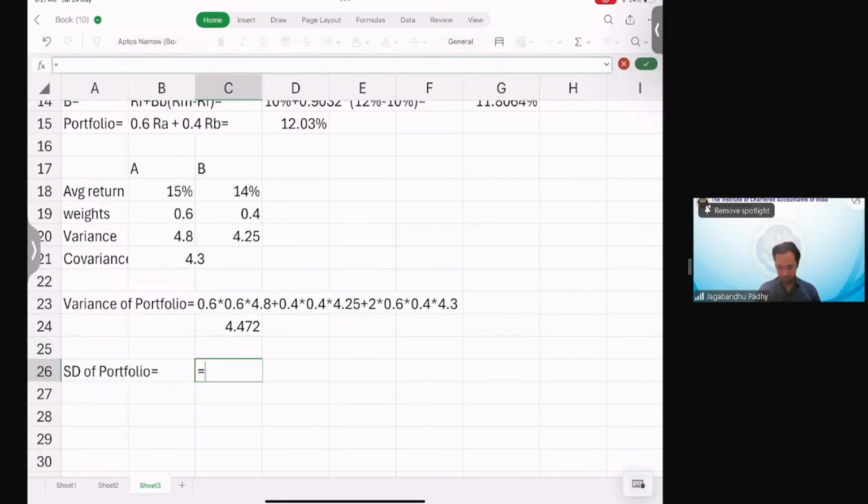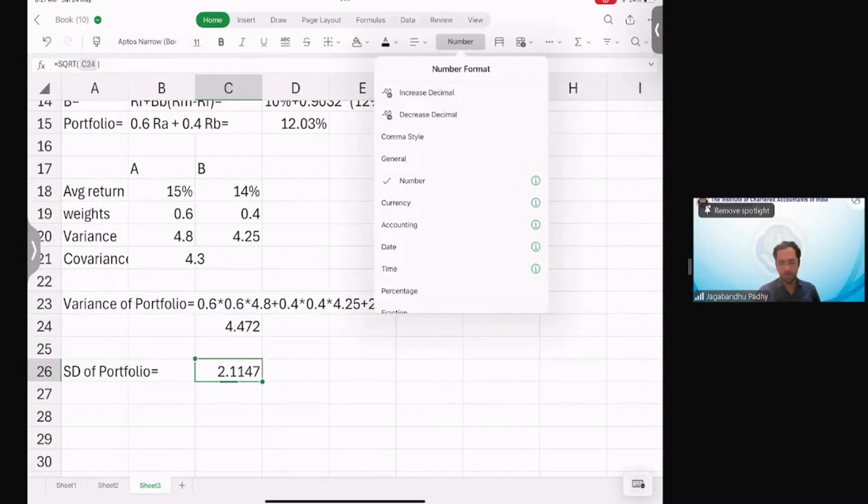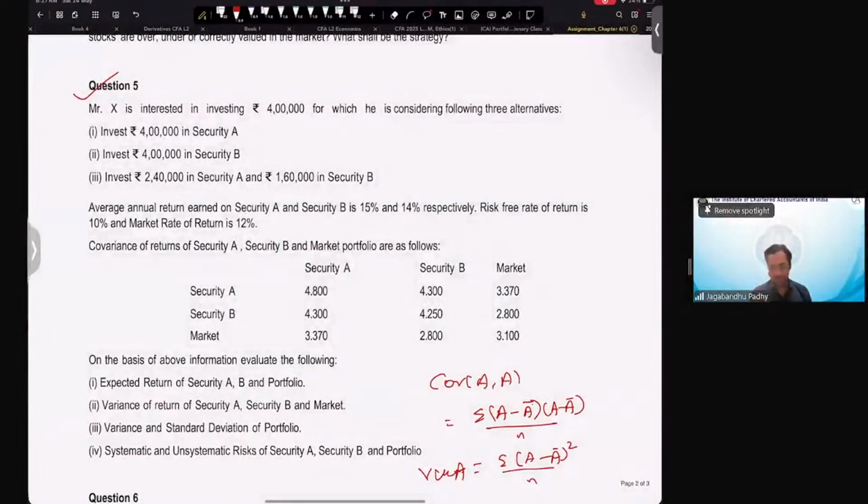Then what about the standard deviation of portfolio? It is the square root of 4.472, which is 2.115. That's the standard deviation of portfolio. Variance and standard deviation of portfolio is done.